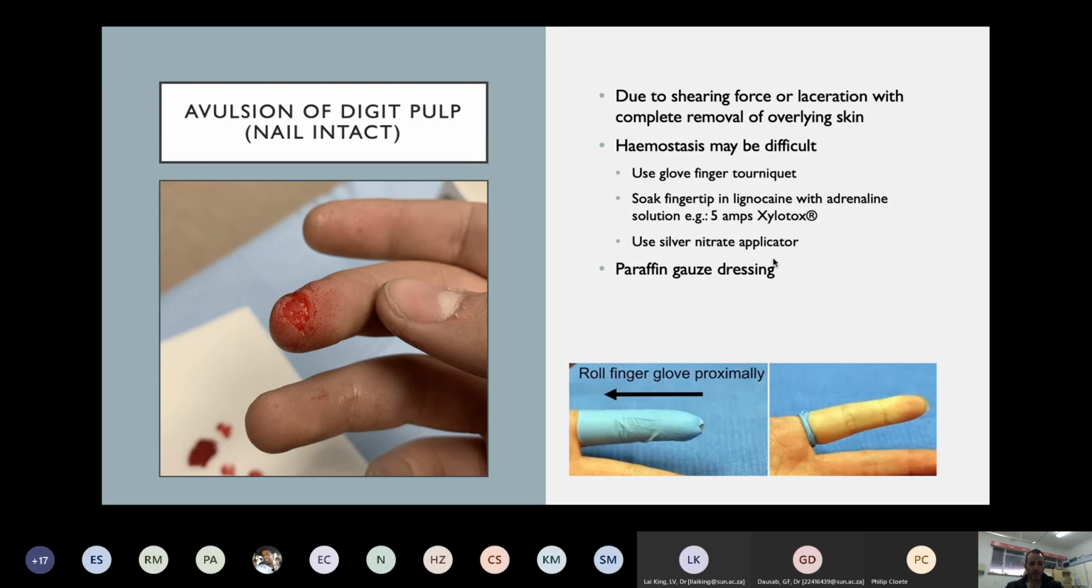All these guys need are paraffin gauze dressings, so something moist, so that when you remove the dressing, you're not pulling off all the new epithelium. And these heal very well without further intervention. So you don't need to splint them, you don't need to refer them, unless there are associated injuries, which I'll talk about. And the wounds are allowed to heal by secondary intention, so no suturing is required.